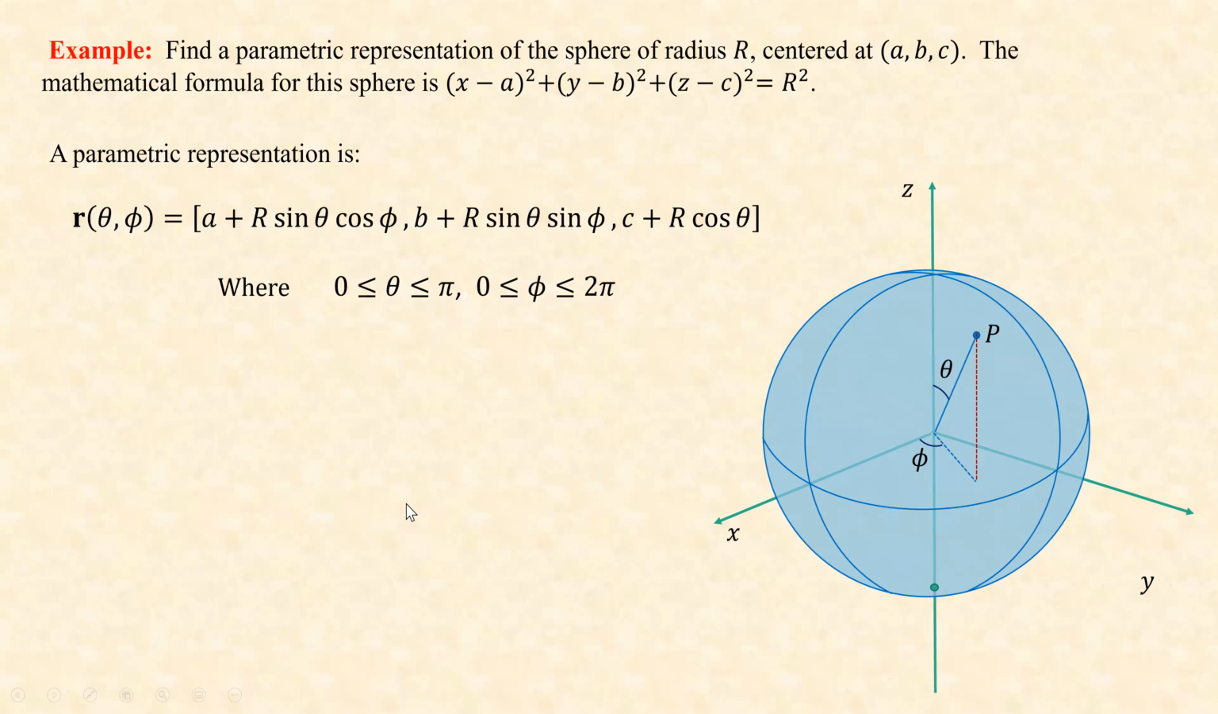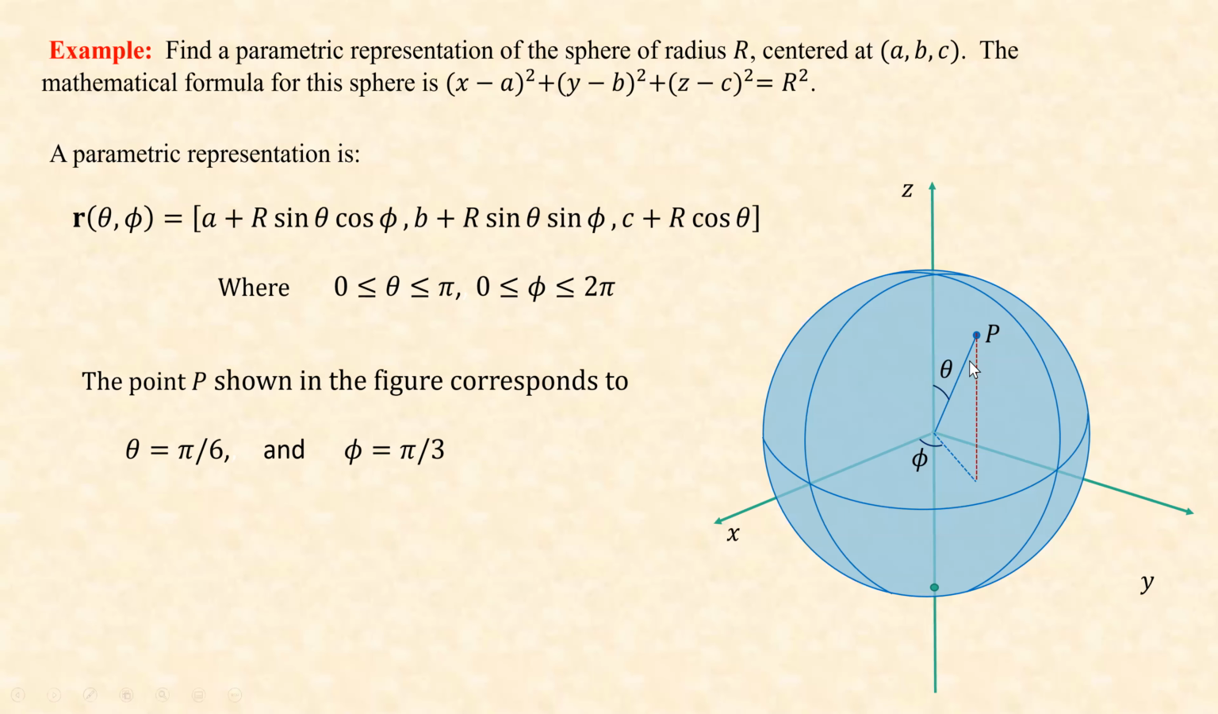So this is the parametrization of the sphere. For example, this point that is showing here could be theta equal to pi over 6 and phi equal to pi over 3. As theta and phi change, this point on the sphere changes. These are like latitude and longitude on the Earth. Each city has a longitude and latitude, and you can pinpoint any point on the surface of the Earth by identifying those longitudes and latitudes.